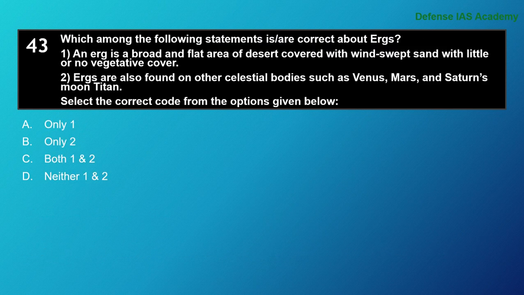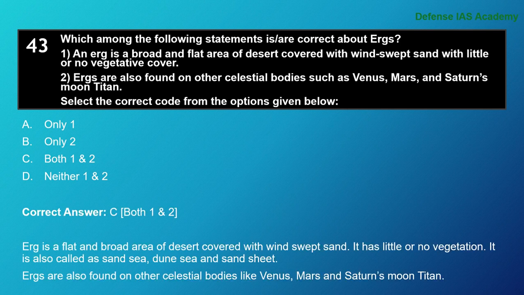Next question, which among the following statements is correct about ergs? First, an erg is a broad and flat area of desert covered with wind-swept sand with little or no vegetative cover. Second, ergs are also found on other celestial bodies such as Venus, Mars, and Saturn's moon Titan. Select the correct code from the options given below. The answer is option C, both 1 and 2. Both 1 and 2 are correct.